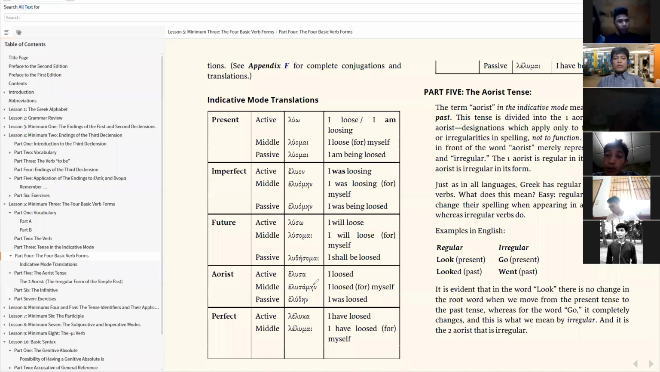For the aorist, you have active, eluса, I loosed. For the middle, you have eluсamen, I loosed for myself. For the passive, you have eluthen, I was loosed. And for the perfect, you have the active leluka, I have loosed. For the middle, you have lelumai, I have loosed for myself. And the passive, you have lelumai, I have been loosed.